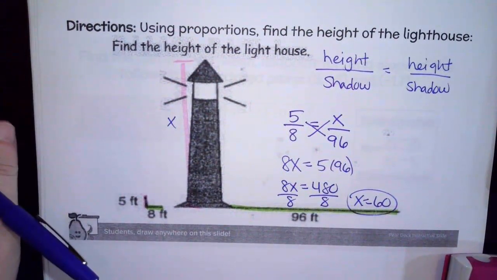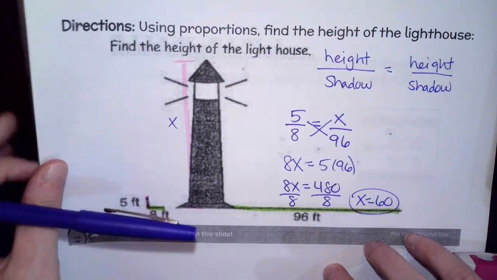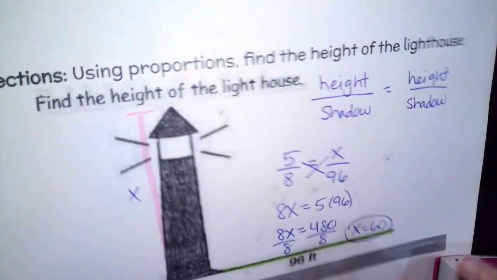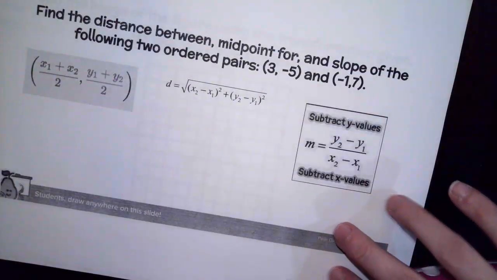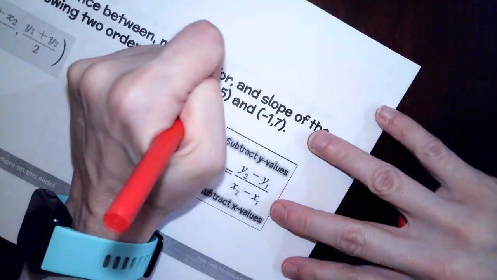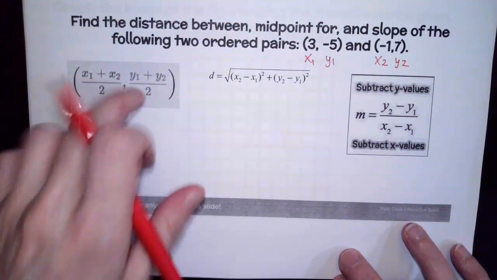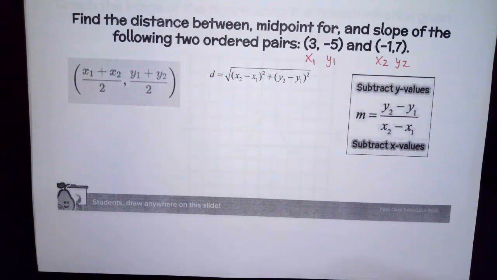Alright, questions there? Hopefully that was pretty good. Just don't forget height over shadow on those word problems. Alright, now we're getting back into the old stuff. First thing, I would probably label your ordered pairs, x1, y1, x2, y2. Make sure you have these written down on your formula sheet.